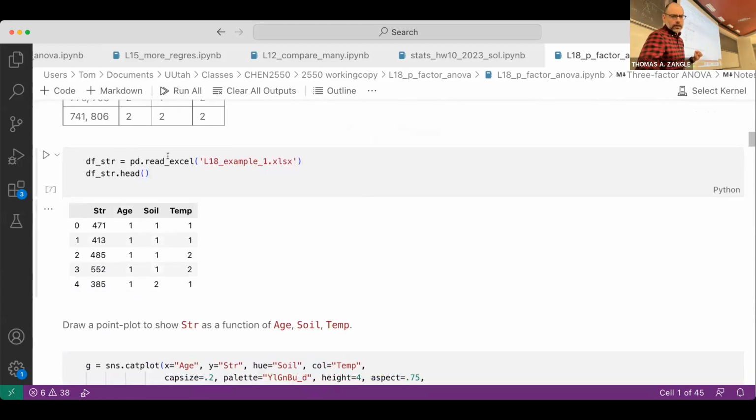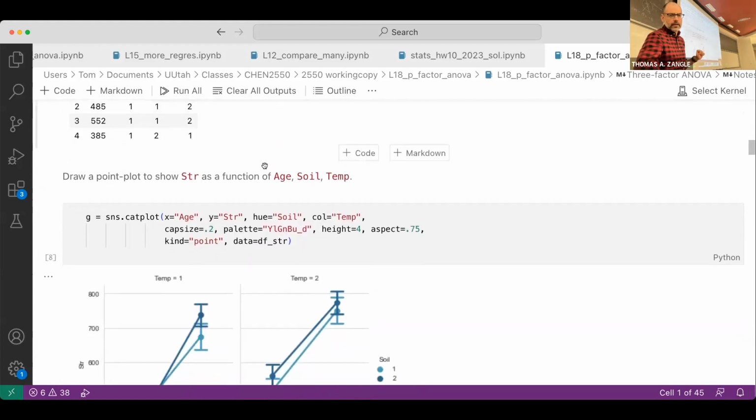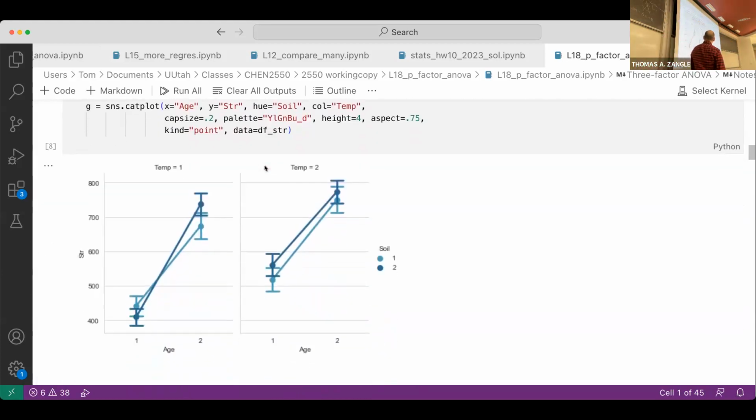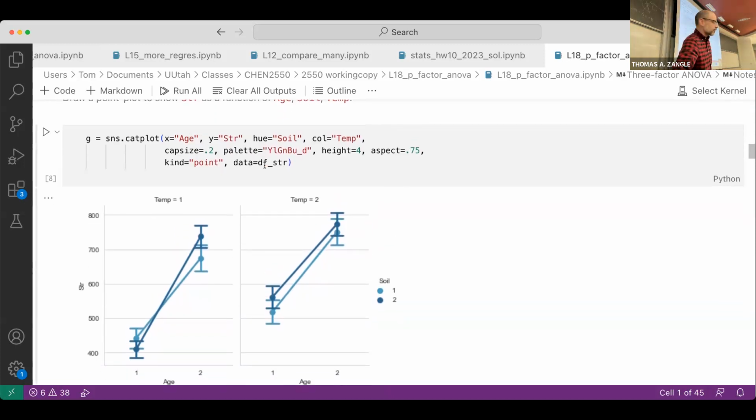Again, this data is stored in an Excel file. We're going to read it with pandas. And now when we look at our interaction plots, we have a higher dimensional data set to look at. Here, instead of just getting a single plot for this interaction plot, we now have 2, one for each of the temperatures, where at each individual temperature it's plotted for the individual soil conditions in different colors.